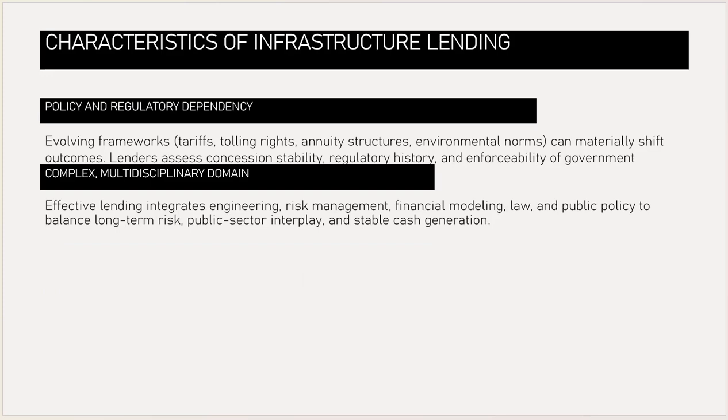Then the policy and regulatory dependency: evolving frameworks, tariff, tolling rights, annuity structures, and environmental norms can materially shift outcomes. Lenders assess the consent stability, regulatory history, and enforceability of government commitments. Then the complex multidisciplinary domain. Effective lending integrates engineering, risk management, financial modeling, law, and public policy to balance the long-term risks, public sector interplay, and stable cash generation. Those are the characteristics of infrastructure lending.